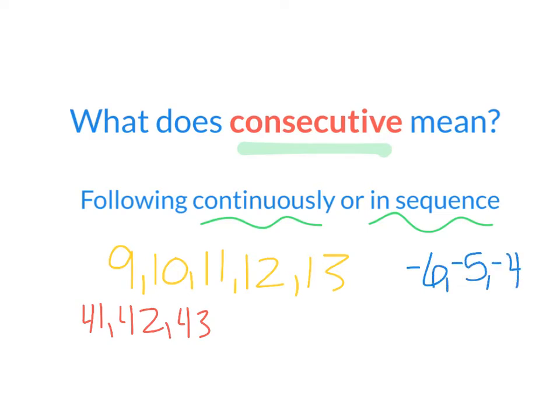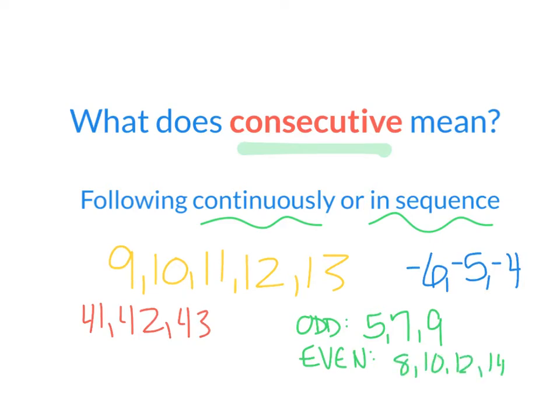And sometimes you'll even see something like consecutive odd numbers. So those would be odd numbers in a row. That would be something like 5, 7, and 9. Or also you could have consecutive even numbers. And so those would be even numbers in a row, like 8, 10, 12, 14, and so on.